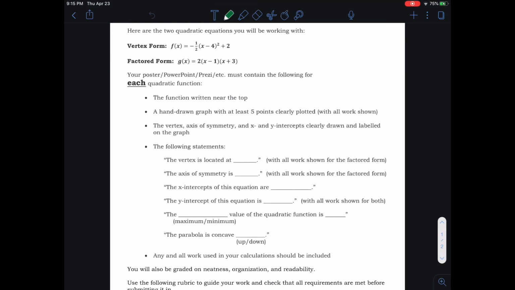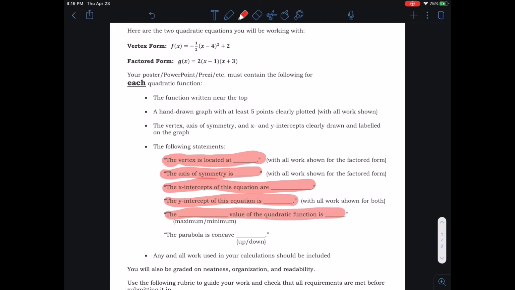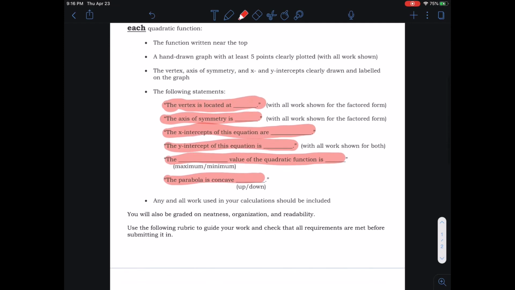You also want each of the following statements. The vertex is located at, and make sure you show all the work for the factored form. The axis of symmetry is at, again, show work for the factored form. The x-intercepts of this equation are. The y-intercept of this equation is, again, show work for both. The maximum or minimum value of the quadratic function is. And lastly, the parabola is concave up or down. Make sure you include any and all work.